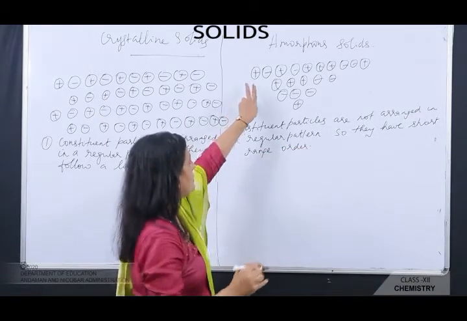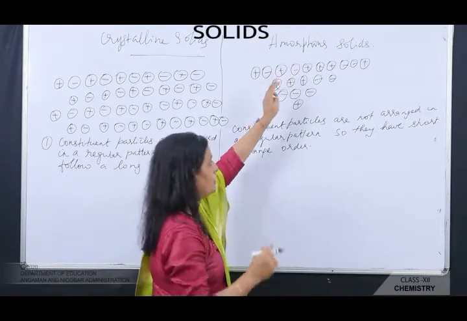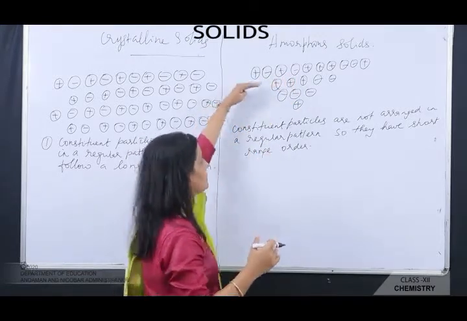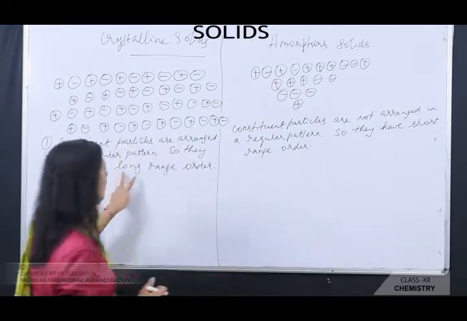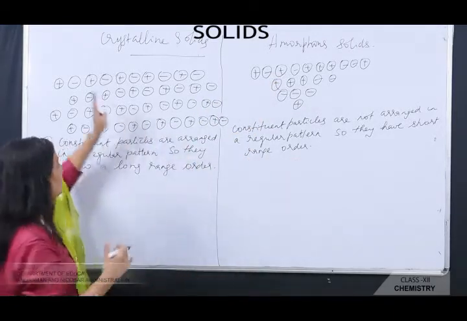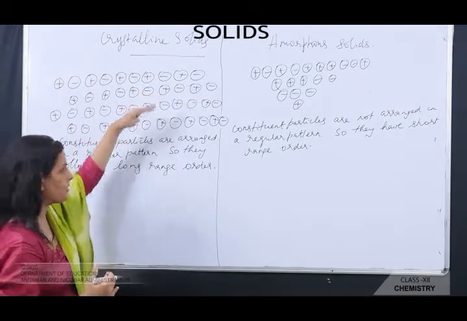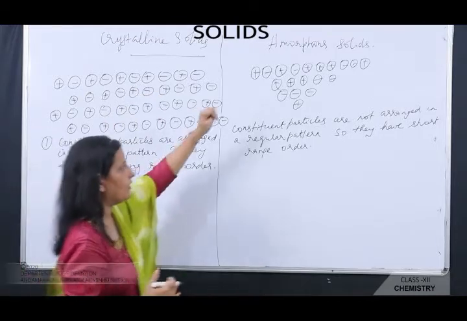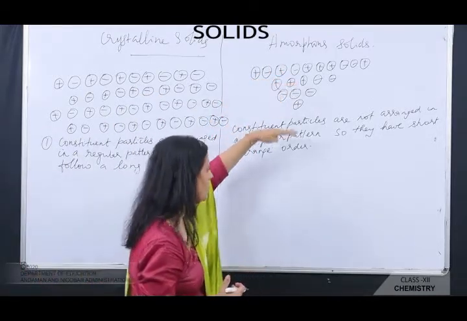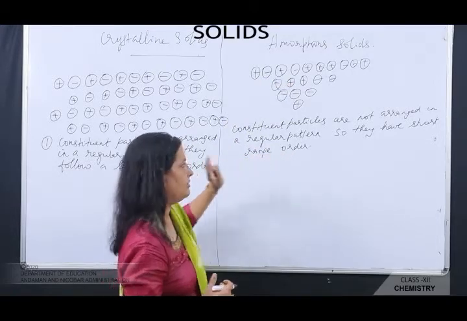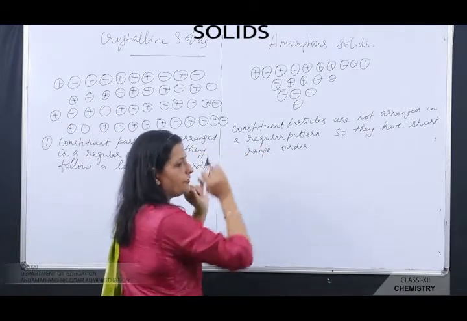See, in the beginning you see there was a regular arrangement, cation, anion, cation, anion. So to some extent there is regular arrangement, so we call it as what? Short range order. Here it is what? Long range order. Why long range order? From the beginning till the end there is a regular arrangement, so we call it long range order, and here for some time there will be a regular pattern, so we call it short range order. So this is the basic definition for crystalline solids and amorphous solid.